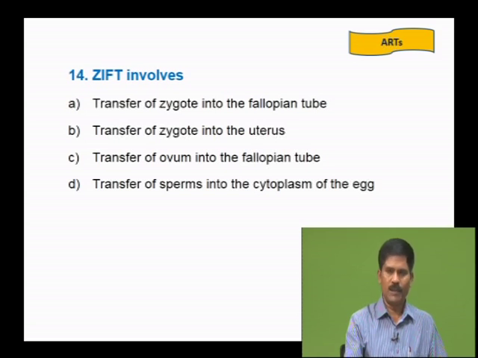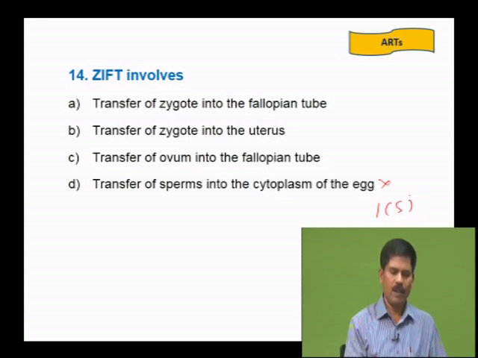So it involves transfer of zygote into the fallopian tube, transfer of zygote into the uterus, transfer of ovum into the fallopian tube, transfer of sperms into the cytoplasm of the egg. Look at the options here, try to eliminate the options. Transfer of sperms into the cytoplasm of the egg is nothing but ICSI, intracytoplasmic sperm injection.